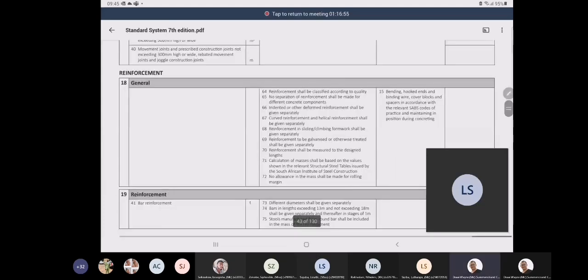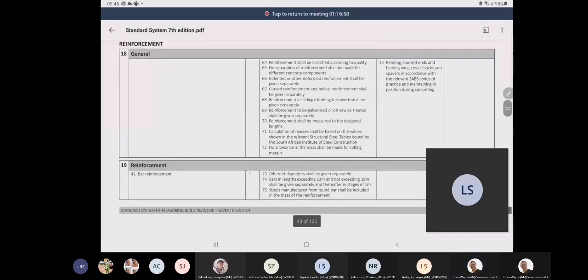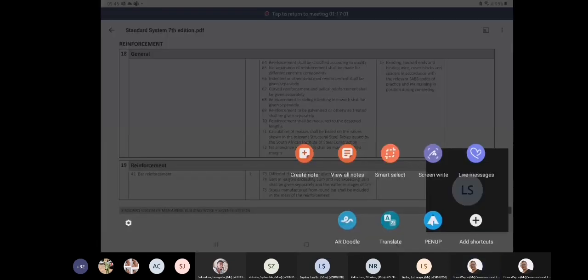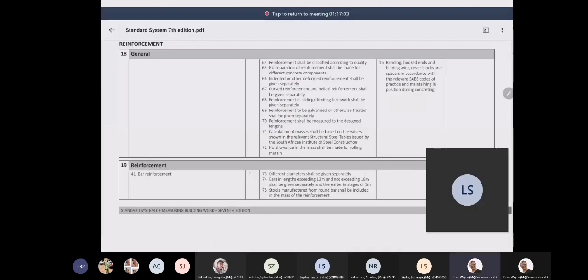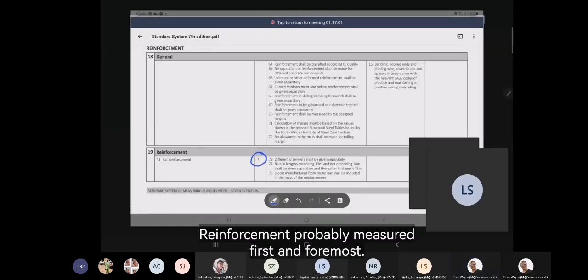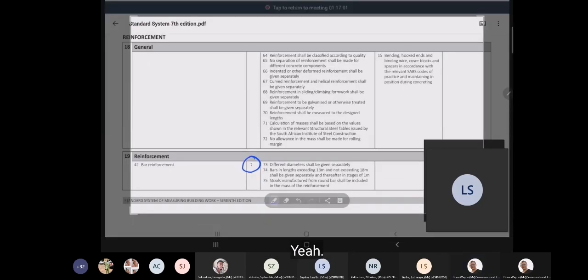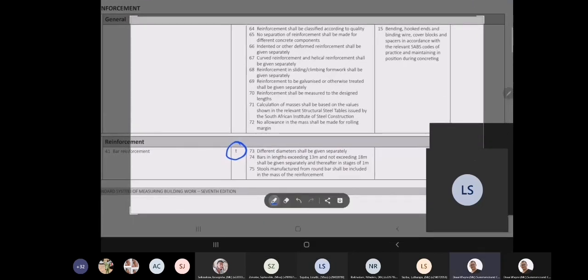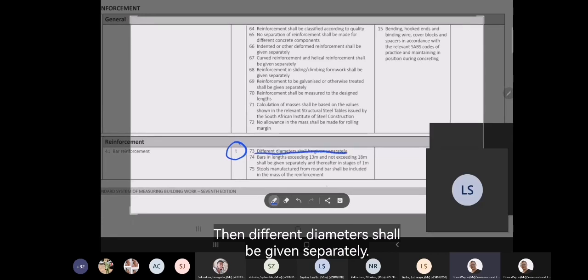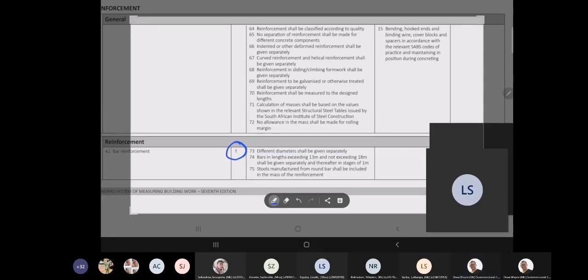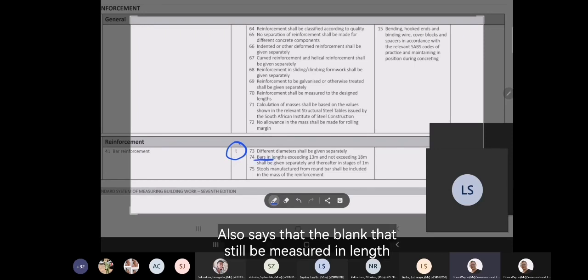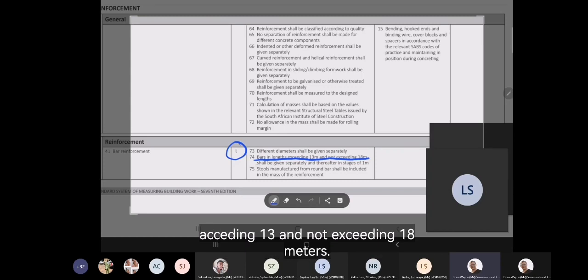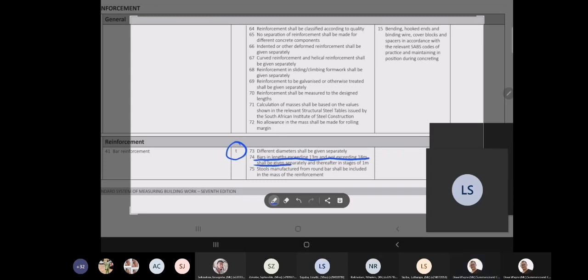Right. The reinforcement, it says that reinforcement shall be measured first and foremost in tons. Okay? Then different diameters shall be given separately. Also says that the steel will be measured in lengths exceeding 13 and not exceeding 18 meters. Thereafter in stages of 1 meter.